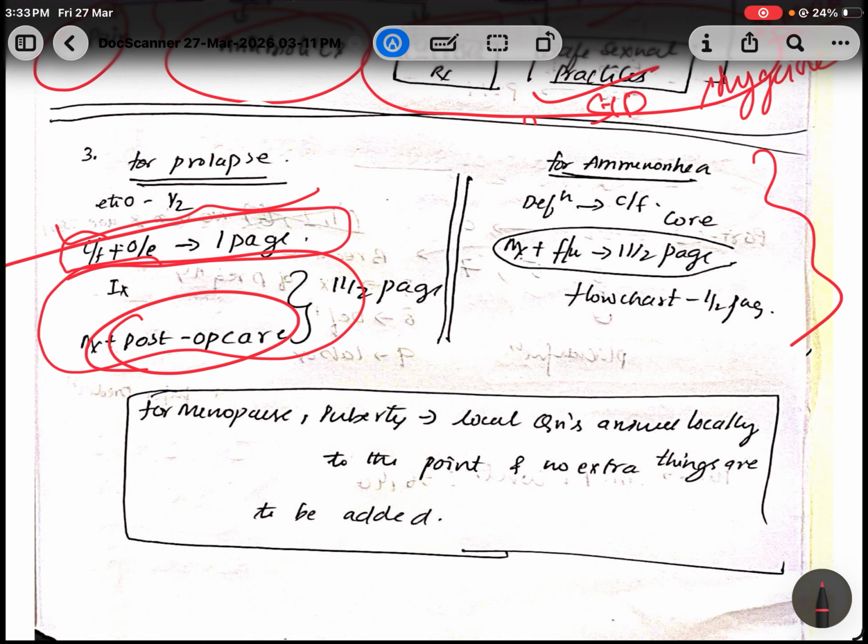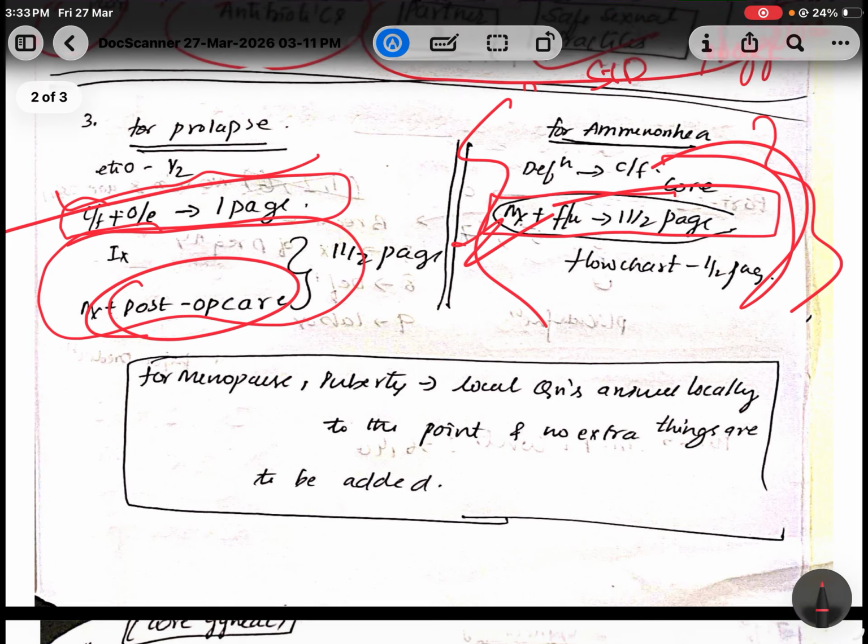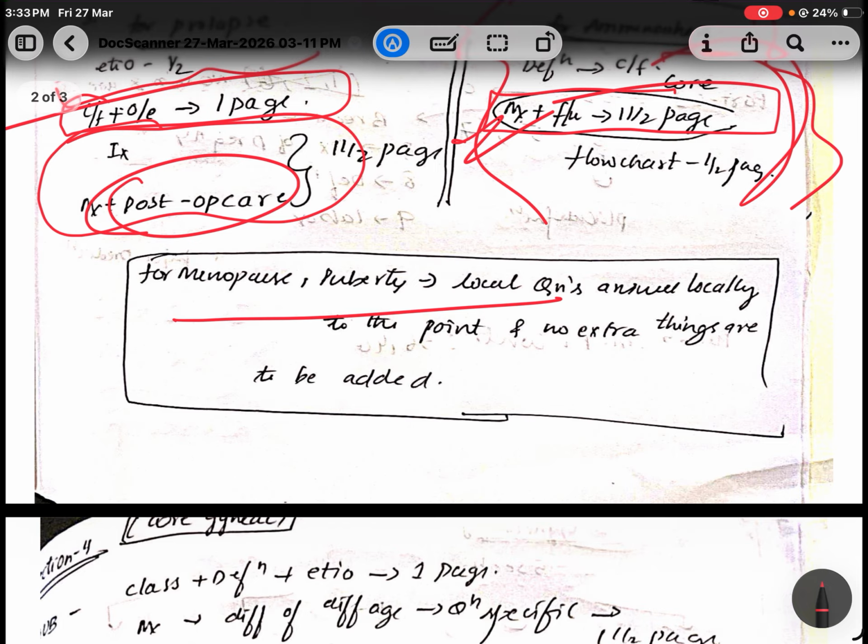And for amenorrhea, the major thing which they ask is about cryptomenorrhea and all those things, which are very straightforward. But the major thing which they are looking for is the management and follow-up. So that is the core, and you need to invest more pages on that. That is almost 1.5 pages. And these two you can manage in half a page. And for menopause and puberty, short questions are asked.